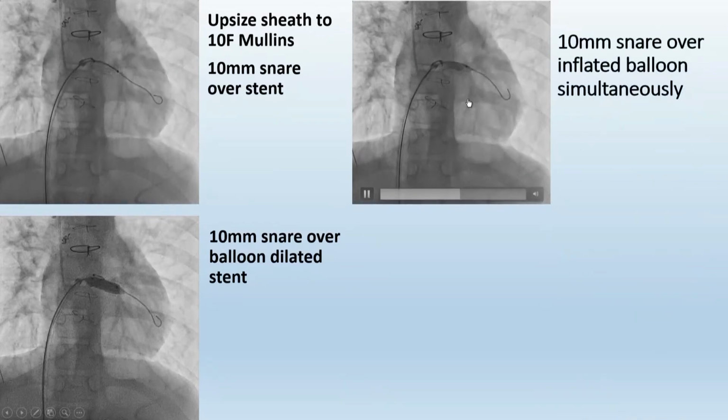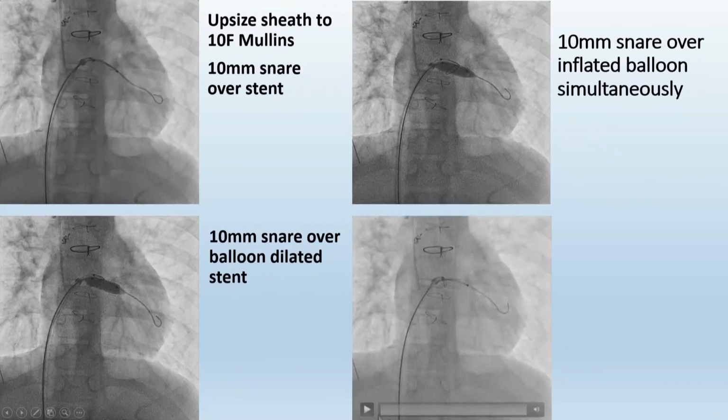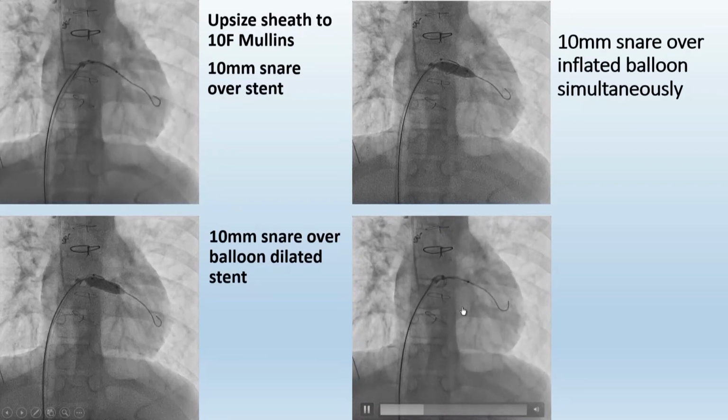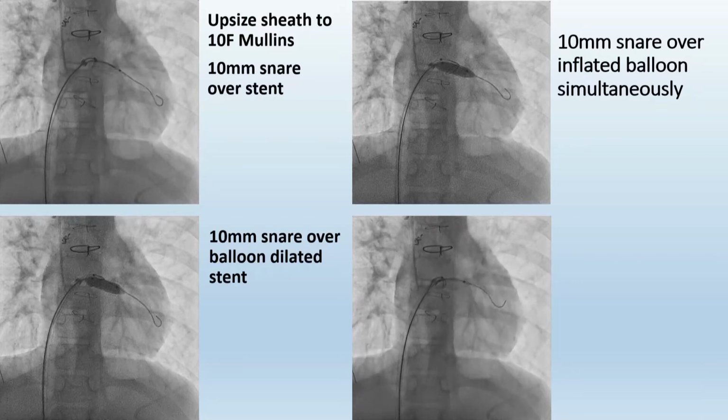All right, so I inflate the balloon again, but this goes simultaneously, and I open up the snare and go and grab the stent. Okay, now you have a problem. How do you bring the stent back into the sheath?